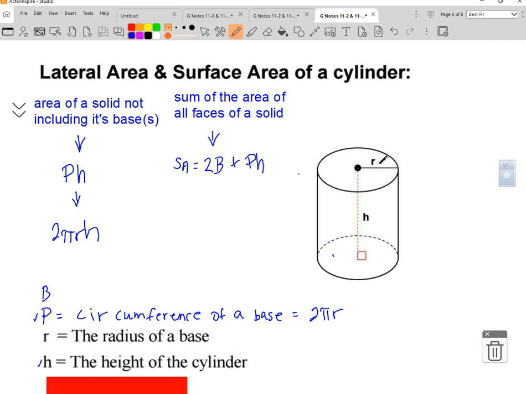So 2 times the area of one of these circles plus the lateral area. So the formula we're going to use for the area of the base of this circle is pi, let's put area of the base in there. The area of the base, and that formula, for a circular base, is pi r squared. And these are the bases. And this is the base. This is the base.